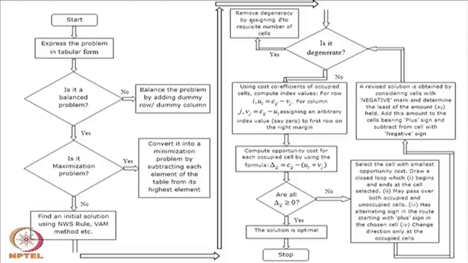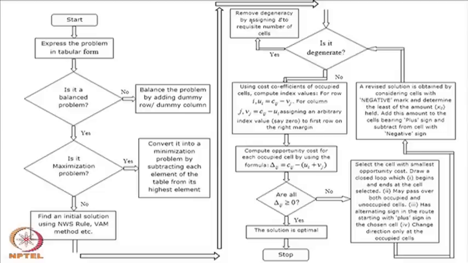The next one is: is it degenerate? As I told you, for non-degeneracy there should be exactly m plus n minus 1 allocations in the initial basic feasible solution, and there should not be any loop. So if it is degenerate, then we remove degeneracy by assigning a very small quantity epsilon to the requisite number of cells. Again, I am not explaining this at present, I will explain it through some example.